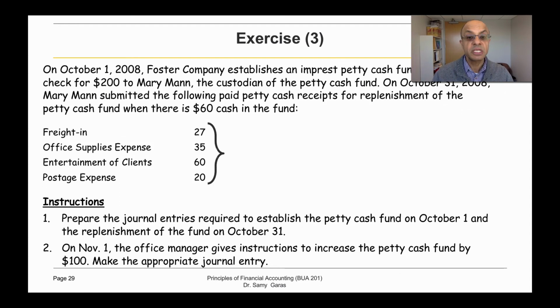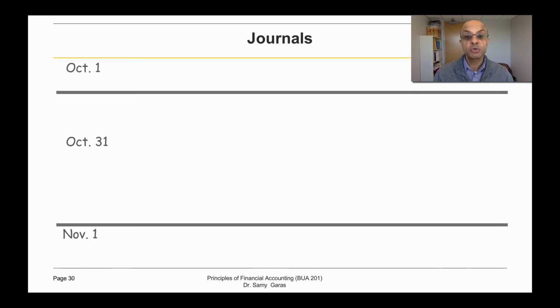So, as we did in the previous example, we add up all the expenses, and here we get 142. However, if we subtract the ending balance, which is 60, from the beginning balance, which is 200, the difference will be 140. So we need to show this in our journal entries.